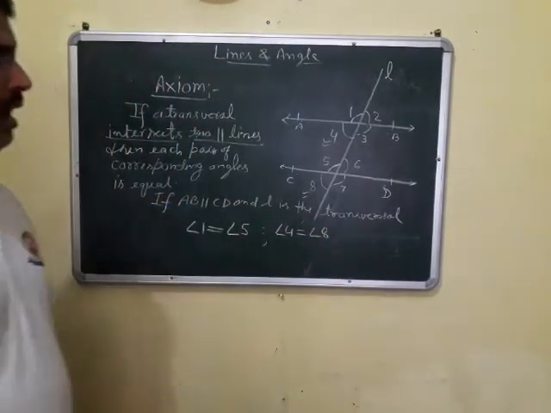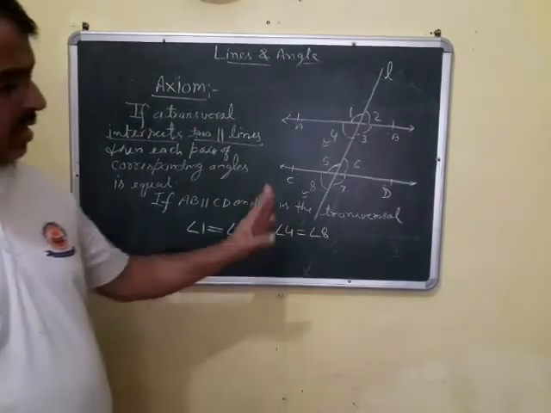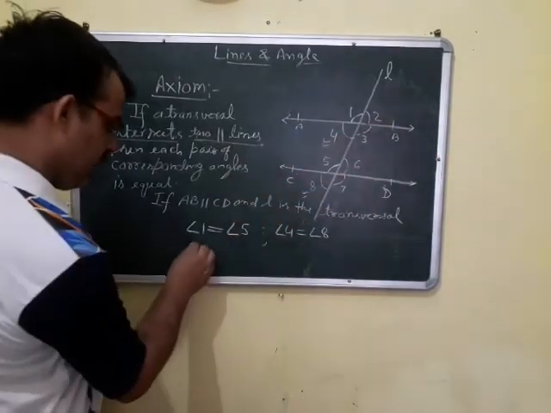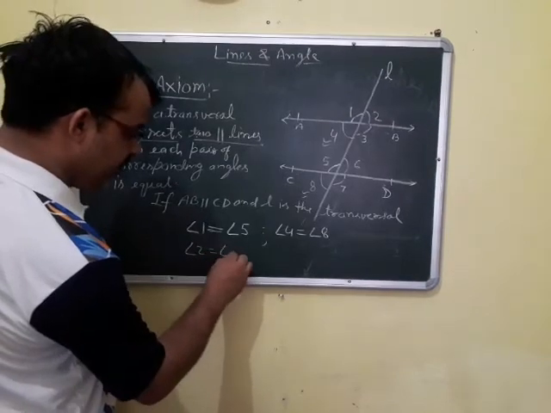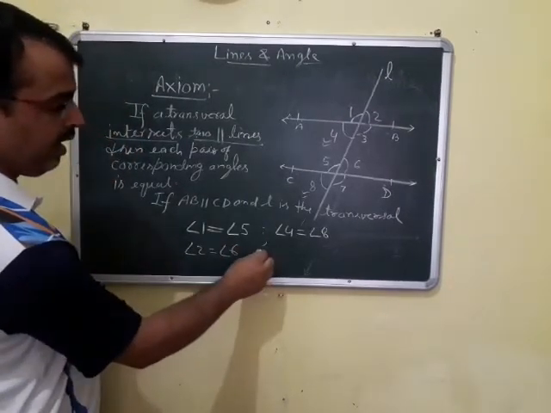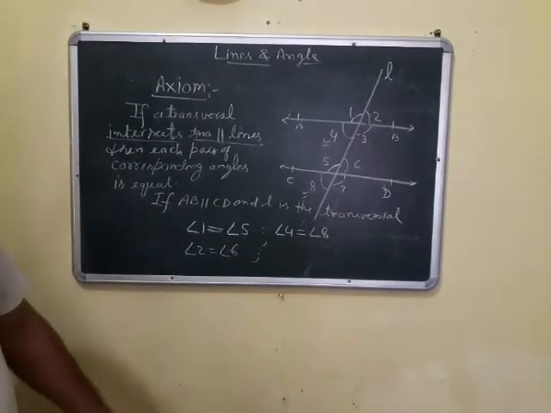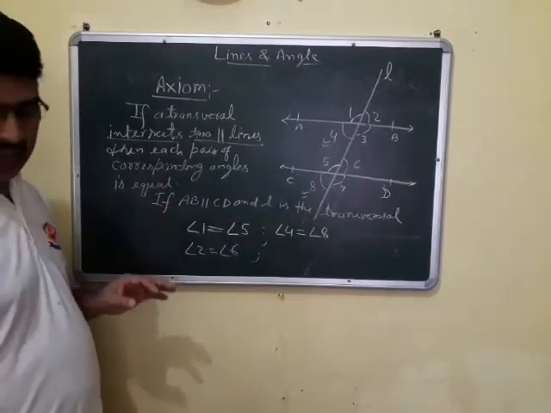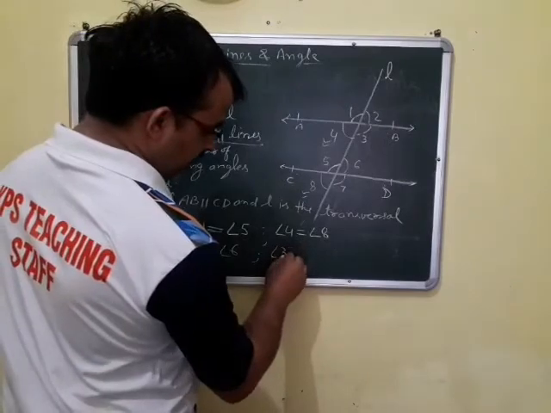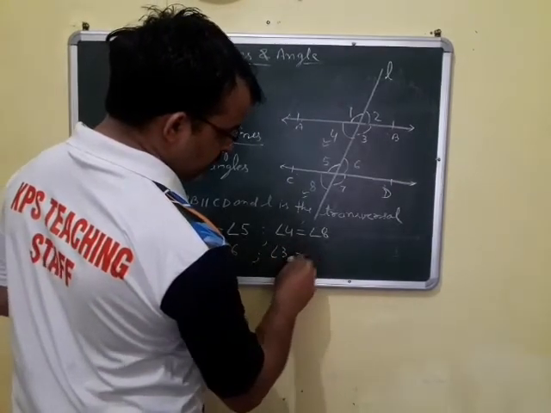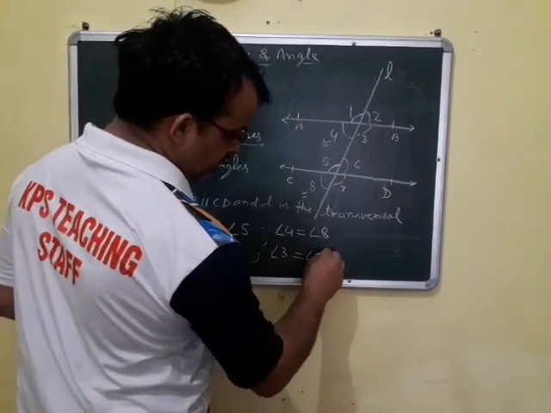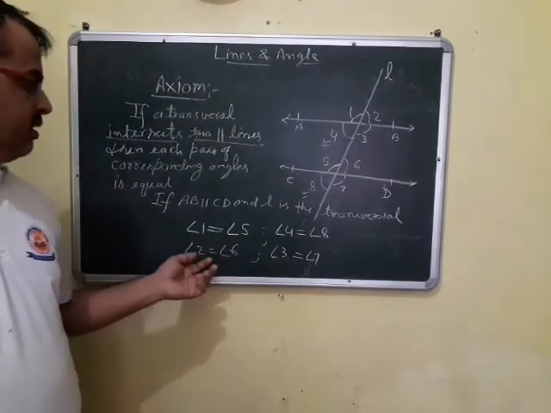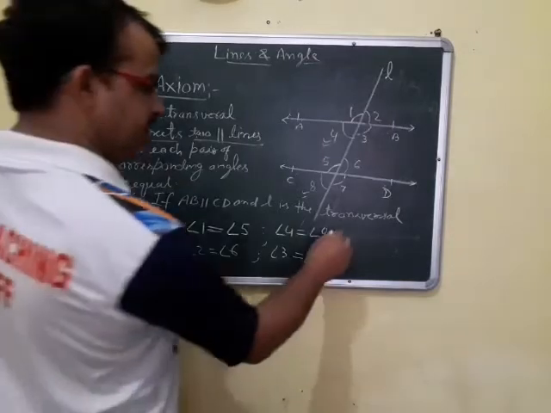Clear? And next one, corresponding angles here. Angle 2 and angle 6. Angle 2 is equal to angle 6. And next one is angle 3 and angle 7. Angle 3 is equal to angle 7. Clear? These are the corresponding angles.